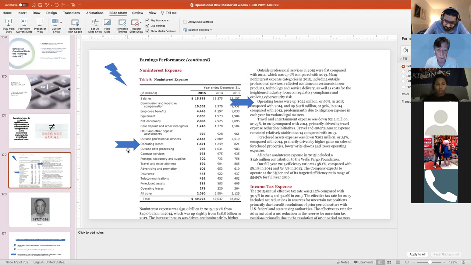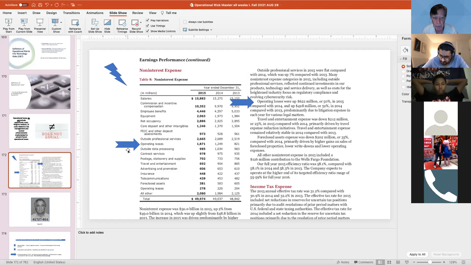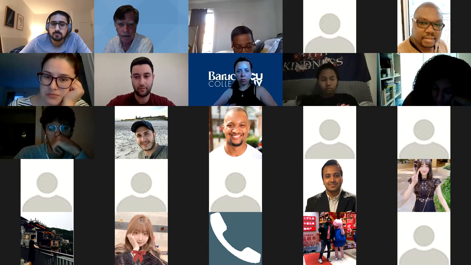Then there's a little blurb there that says operating losses were up $622 million, or 50%. Operating losses were up 50% in 2015 compared to 2014, and up 52% in 2014 compared to 2013, predominantly due to litigation expense each year for various legal matters. Now, we touched on this just briefly last week, and we'll touch on it again later. But the problem that Wells Fargo had was, does anybody remember?